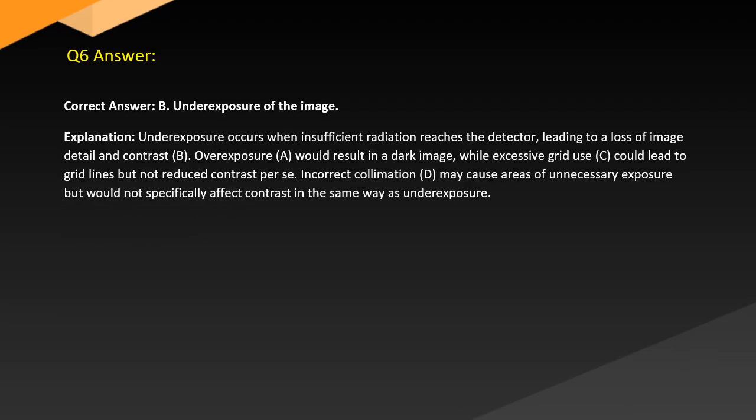Answer. Correct answer: B. Underexposure of the image. Explanation. Underexposure occurs when insufficient radiation reaches the detector, leading to a loss of image detail and contrast. Overexposure (A) would result in a dark image, while excessive grid use (C) could lead to grid lines, but not reduced contrast per se. Incorrect collimation (D) may cause areas of unnecessary exposure, but would not specifically affect contrast in the same way as underexposure.